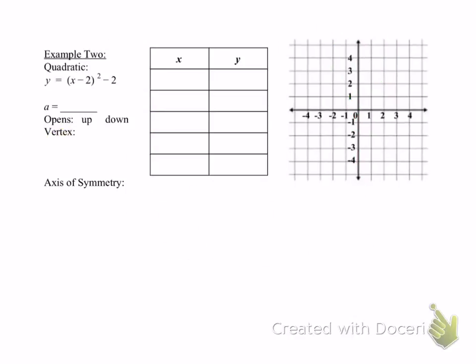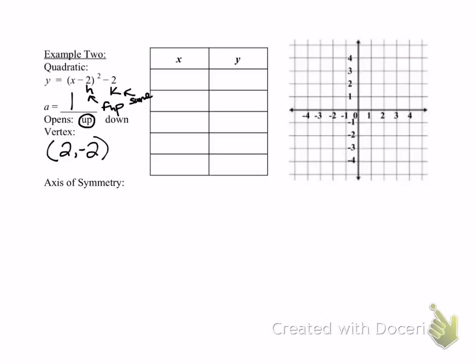So if we're taking a look at example number 2, we can see that a is 1. So again, that means it's going to go up. Our vertex is 2, -2. Remember, this is h and this is k. Our h, you're going to flip the sign, but our k, you keep the same.